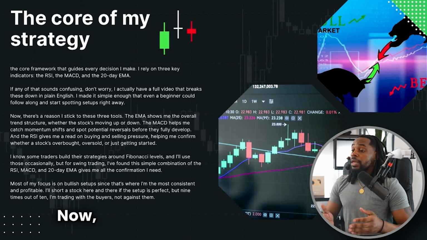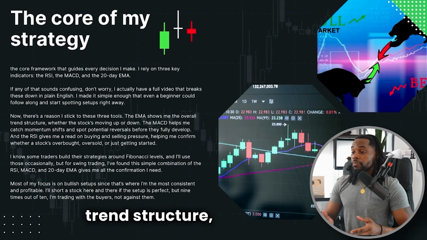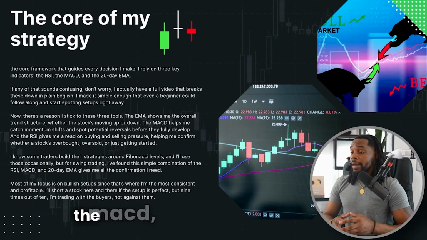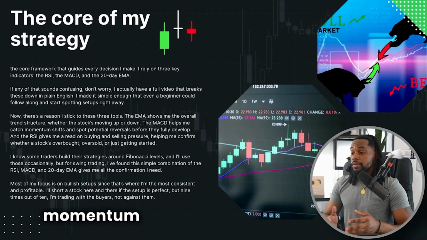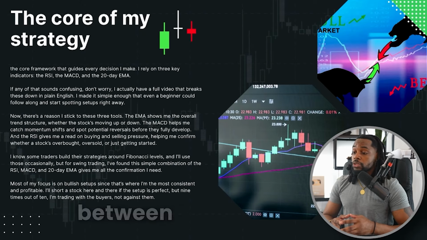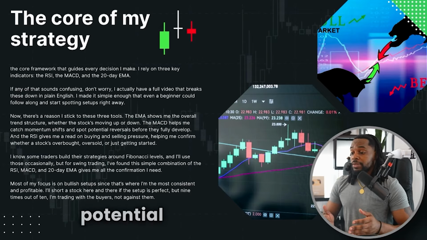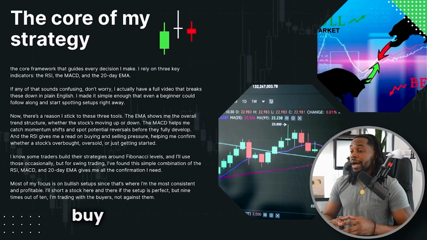I'll even take a short setup every once in a while, but most of the time, I'm trading with the buyers. Now, EMAs give me my trend structure, but they don't tell me when a stock is about to move. For that, I use the MACD, which is a trend following momentum indicator that shows the relationship between two moving averages of an asset's price. It helps me identify potential trend reversals and generate buy or sell signals.